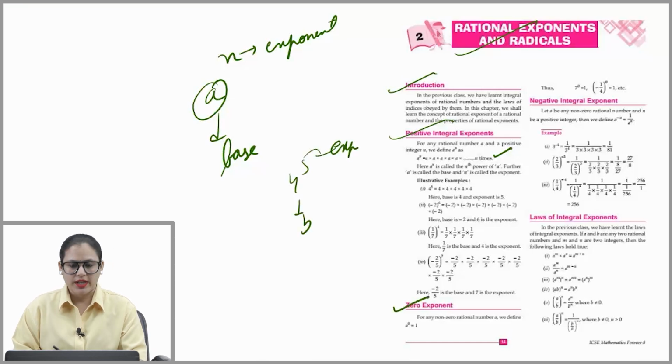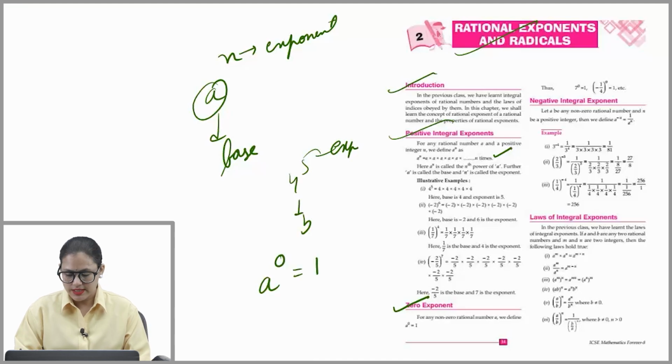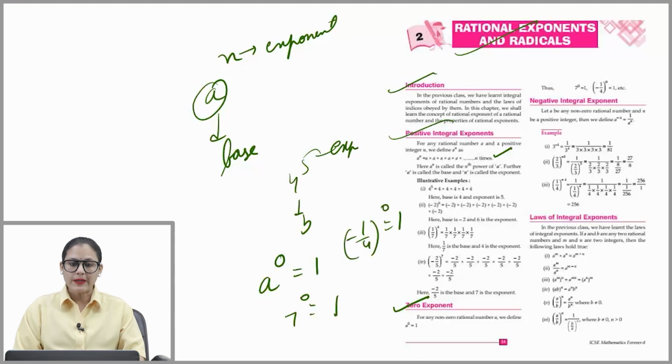Next, zero exponent. For any non-zero rational number a, we define a raised to the power 0 is equal to 1. Thus, 7 raised to the power 0 is equal to 1. Minus 1 by 4 raised to the power 0 is also 1.